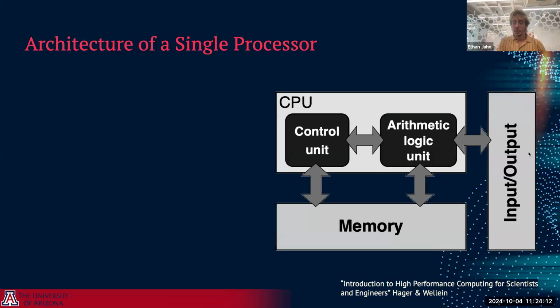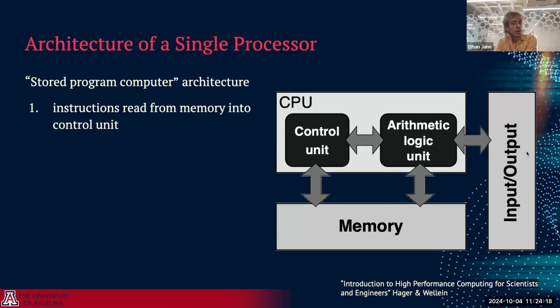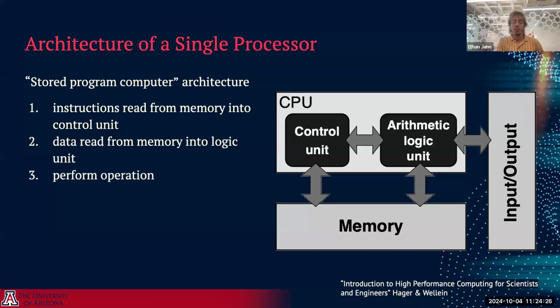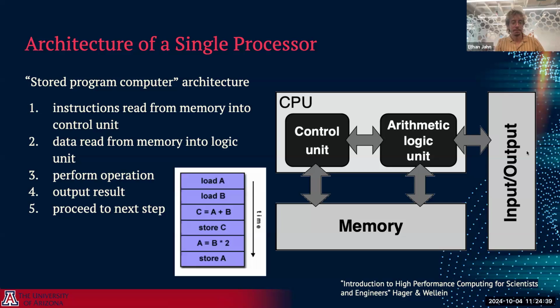So here's another example of this structure. In the stored program computer architecture, generally the way it works, you would have instructions read from memory into a control unit, and the data read from memory into a logic unit. You would perform whatever operation is listed in the instructions, and then you would output the result to some other input-output thing, right? And then you would proceed on to the next step.